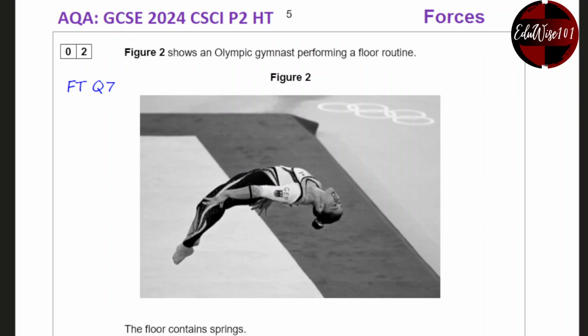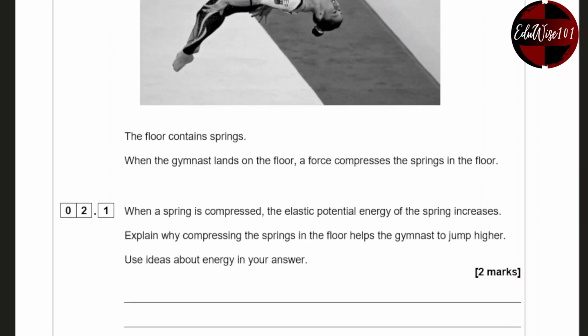Question number 2 is on the topic of forces. Figure 2 shows an Olympic gymnast performing a flow routine. The floor contains springs. When the gymnast lands on the floor, the force compresses the springs in the floor. When a spring is compressed, the elastic potential energy of the spring increases. Explain why compressing the spring in the floor helps the gymnast to jump higher. Use ideas about energy in the spring.